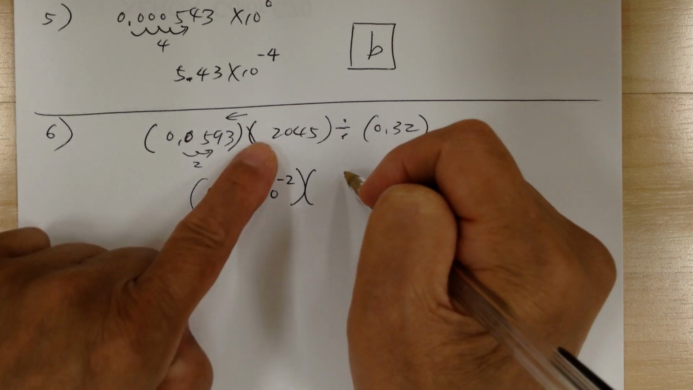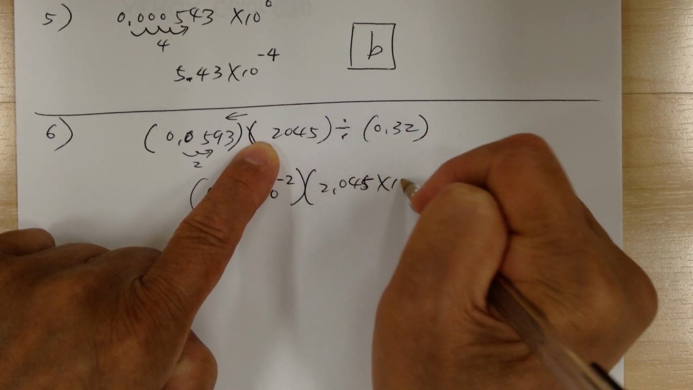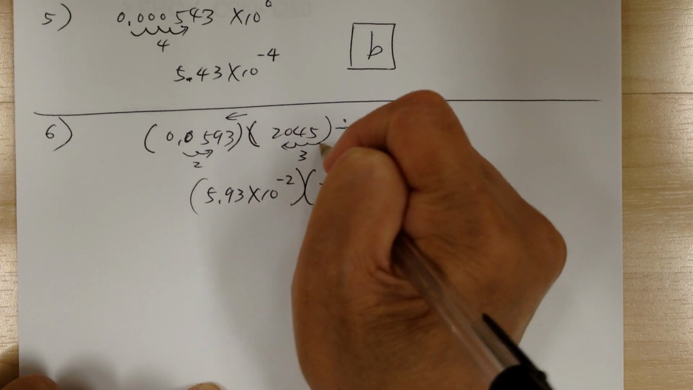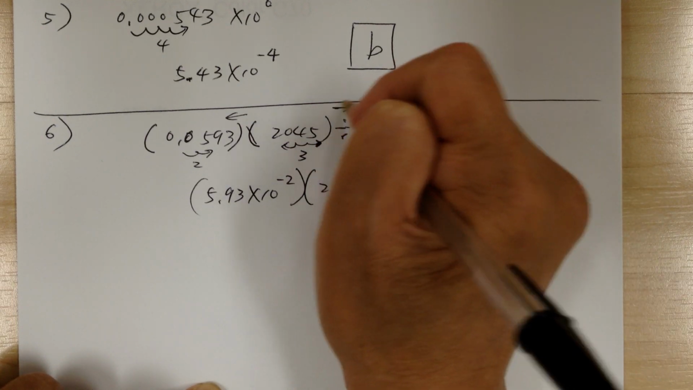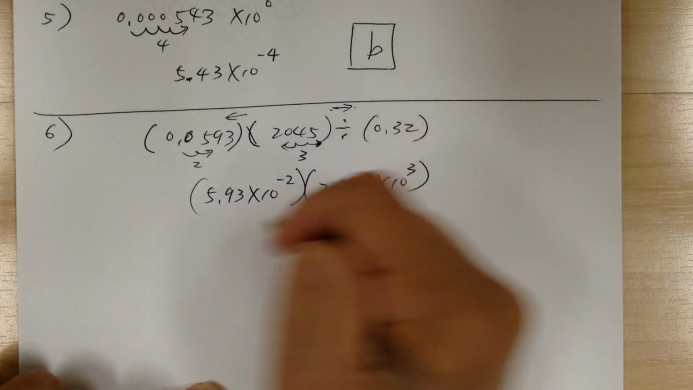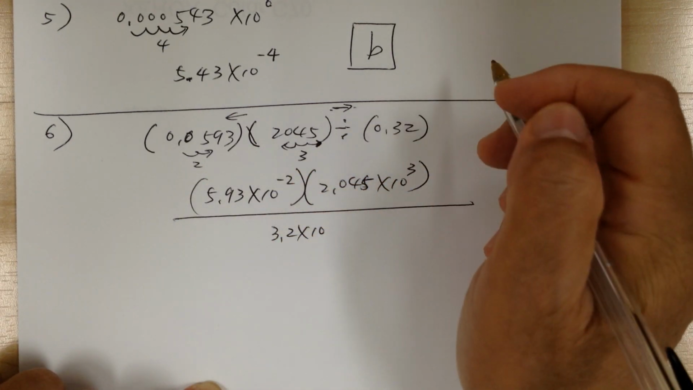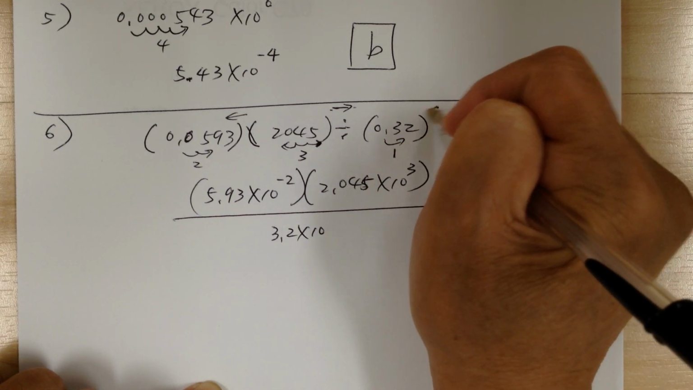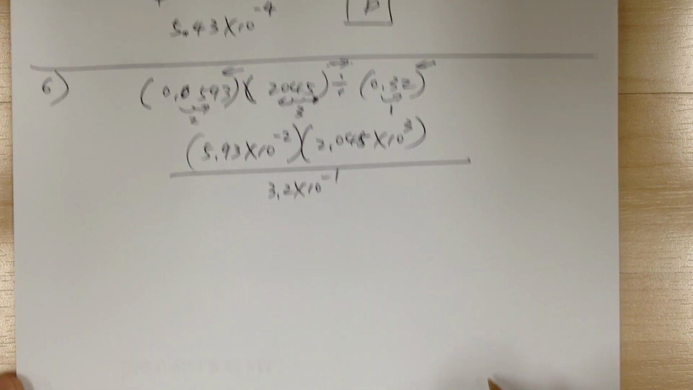This one, you're going to get 2.045 times 10 to the, now the decimal is over here, so you move 1, 2, 3, you move 3 places over. So your exponent has to move 3 places over this way, so it would be 3. You start at 0, you move 3 this way. And you're going to divide, so it would be 3.2 times 10 to the, so you have to move 1 place over, so your exponent has to move 1 place over this way, so it would be −1.